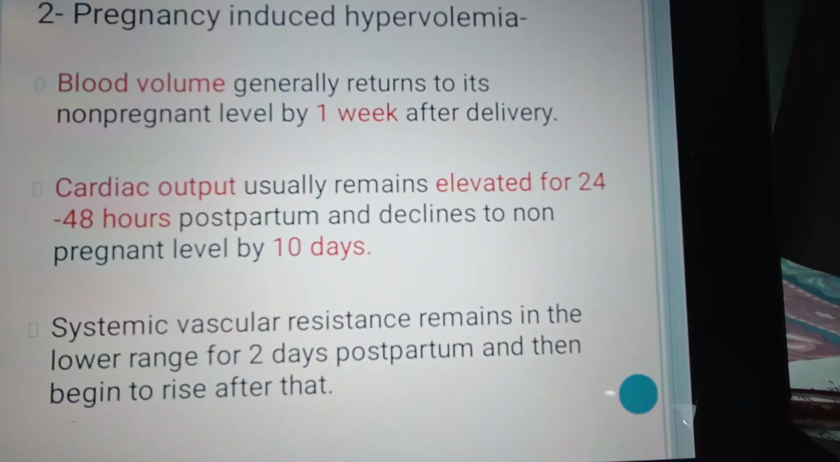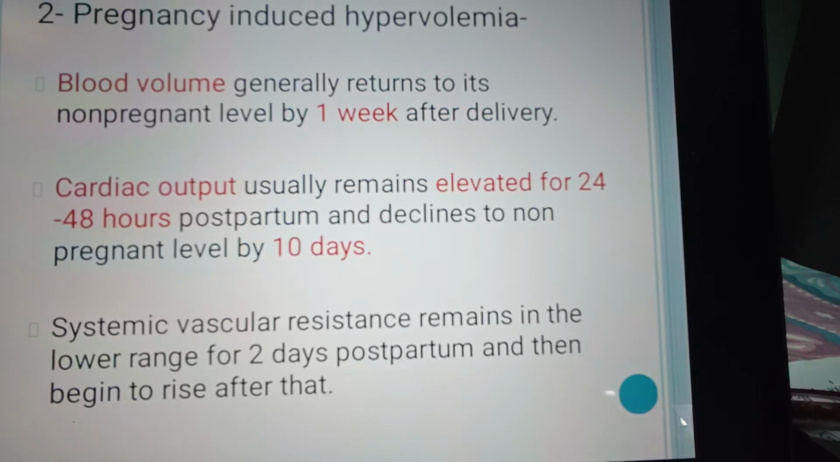Now, what is pregnancy-induced hypervolemia? As we know, the blood volume is increased in pregnancy. The plasma volume increases by 50%, while the RBC volume increases by just 20%, and hence there is hemodilution. The blood volume generally returns to its non-pregnant state by 1 week after delivery. So, it takes 1 week to bring the blood volume to the non-pregnant level.